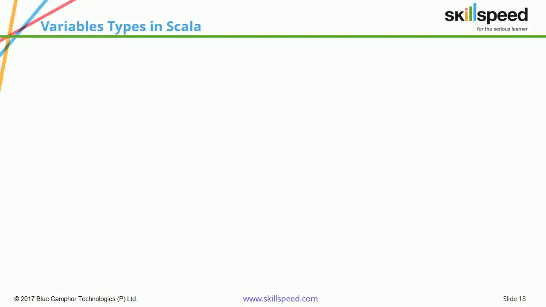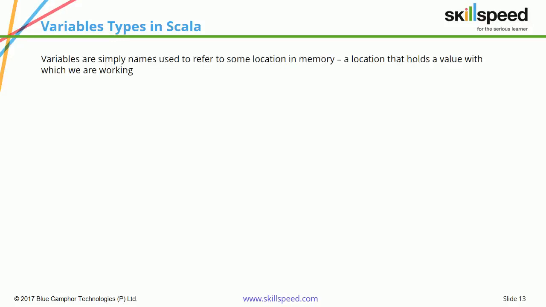Now the next topic that we have to understand is how Scala treats variables. Variables are simply names used to refer to some location in memory, and we are already aware of what a variable is. Now in Scala, you can have two types of variables. You can either have a mutable variable or an immutable variable.